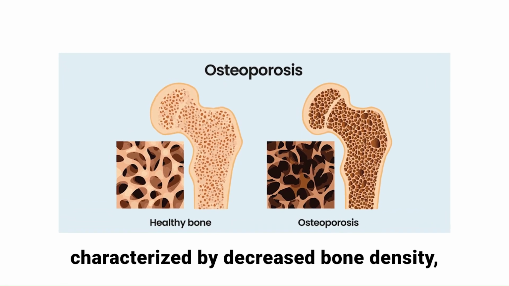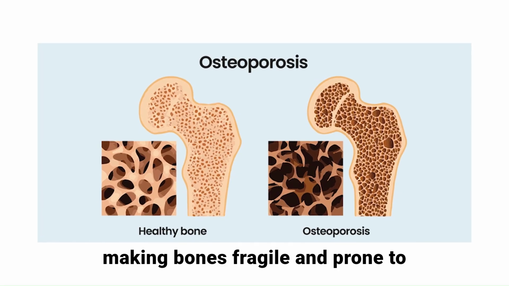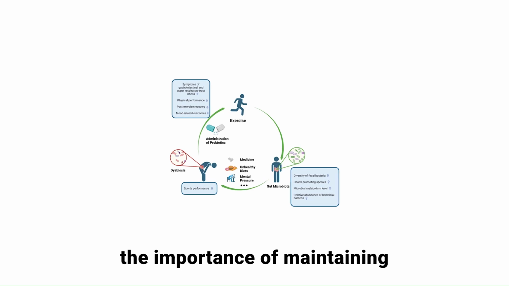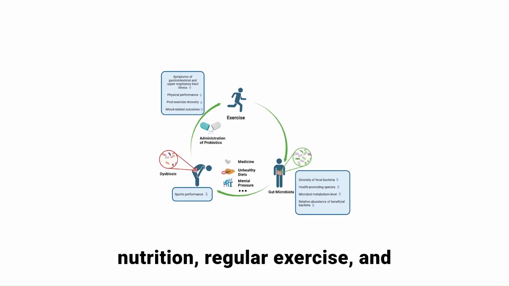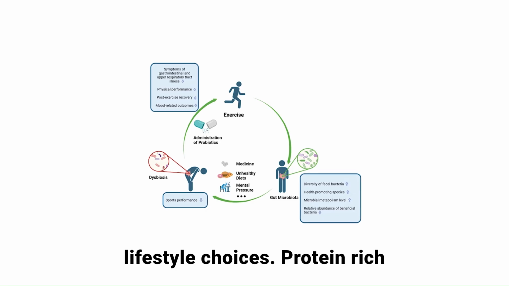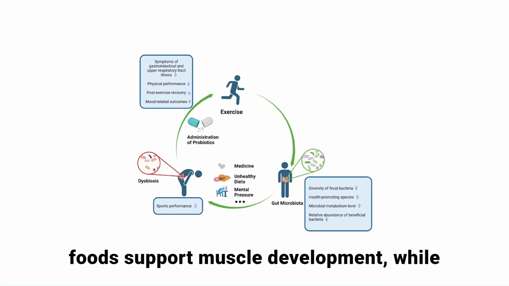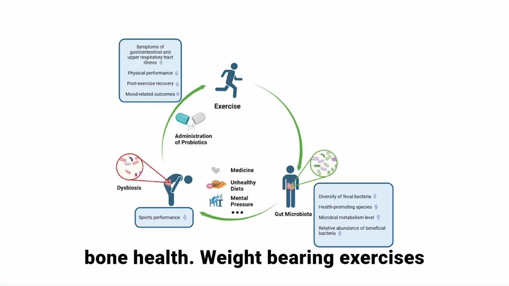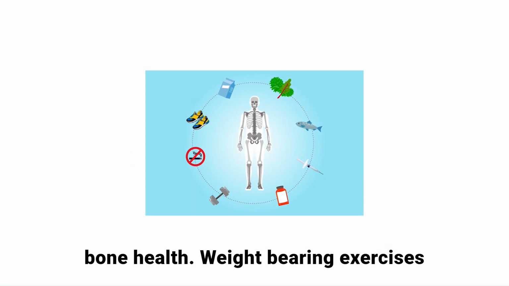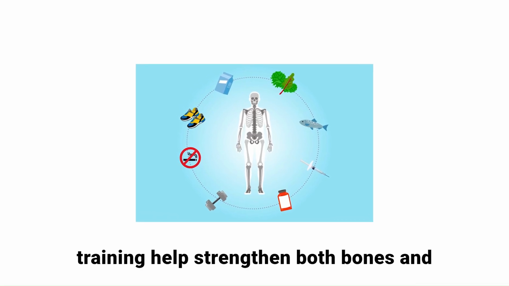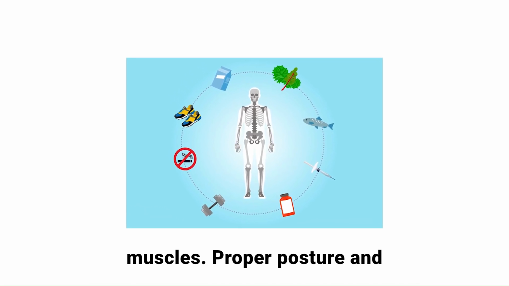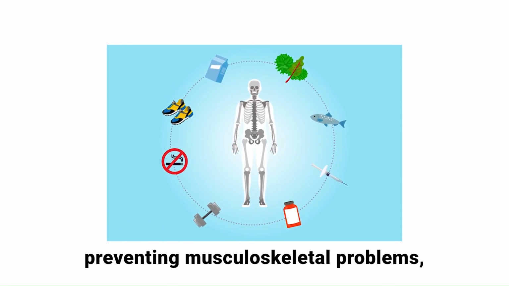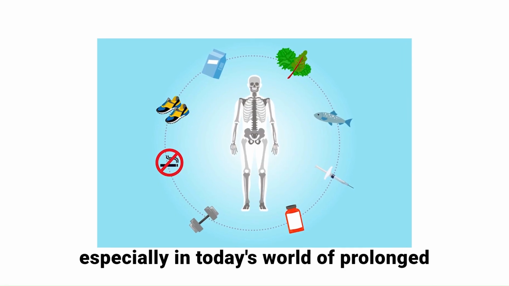Osteoporosis is characterized by decreased bone density, making bones fragile and prone to fractures. These conditions highlight the importance of maintaining musculoskeletal health through proper nutrition, regular exercise, and lifestyle choices. Protein-rich foods support muscle development, while calcium and vitamin D are essential for bone health. Weight-bearing exercises like walking, running, and resistance training help strengthen both bones and muscles. Proper posture and ergonomics also play a vital role in preventing musculoskeletal problems, especially in today's world of prolonged sitting and screen use.